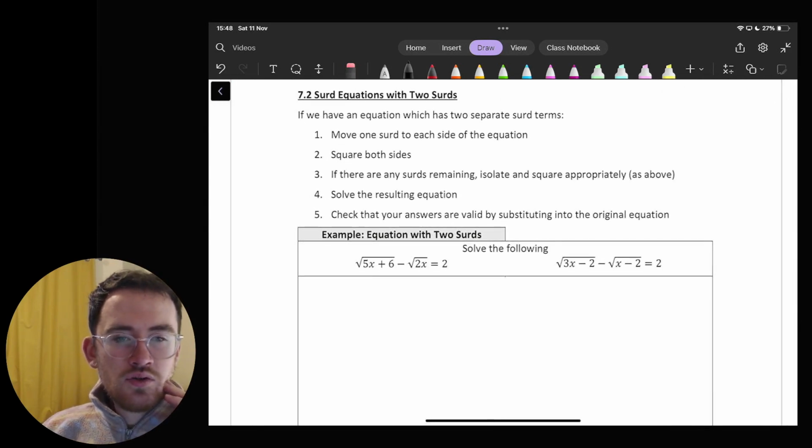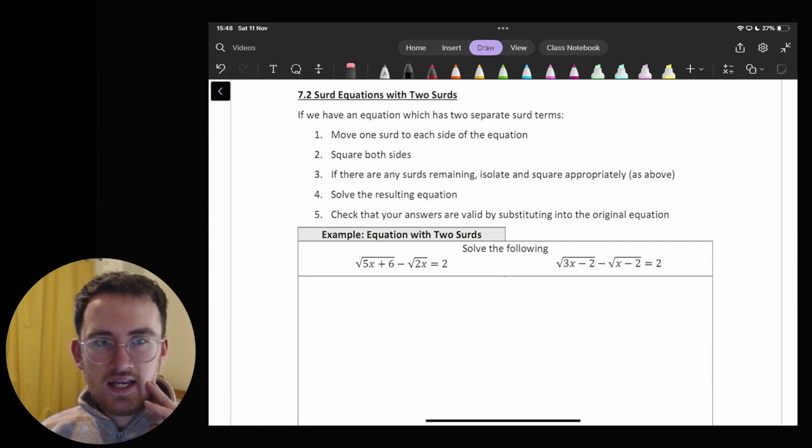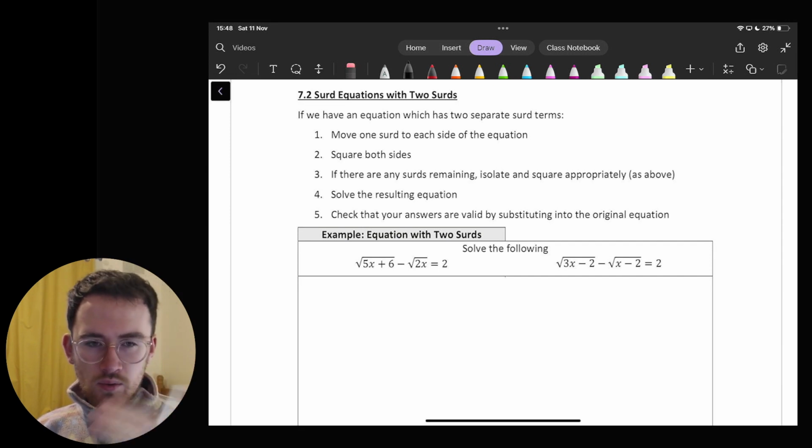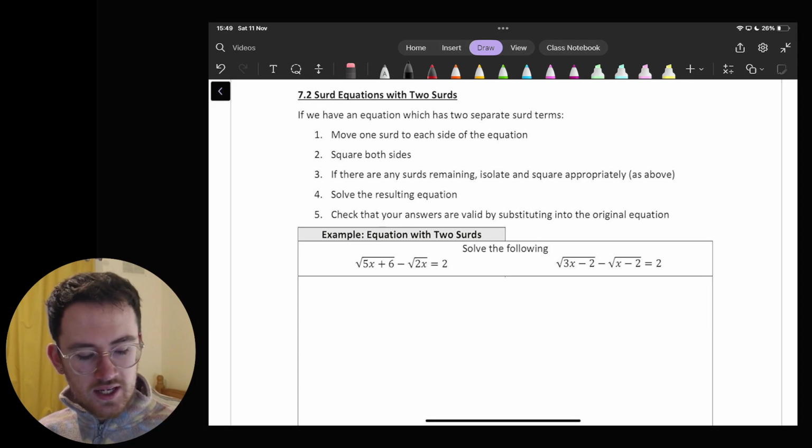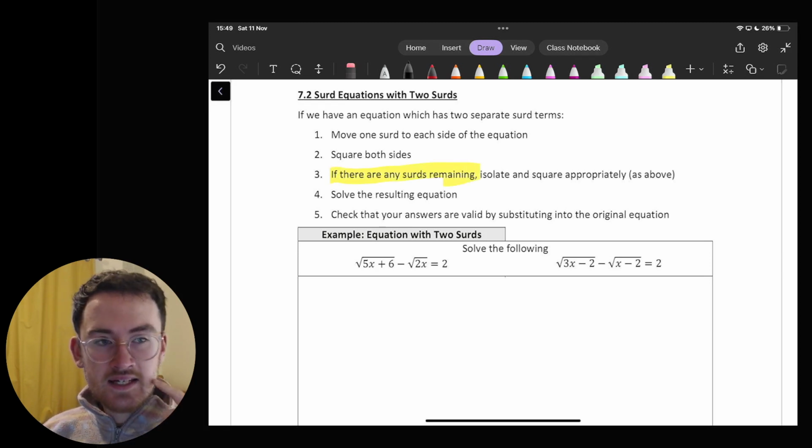Now when we have two surds, the only thing that changes is you're going to put one surd on each side. So we've already said that we want to isolate the surds. Like if we have one surd equation in the whole question, we want to isolate that surd. If we have two, we want to isolate each of them. So we put one surd to each side, and then we square both sides. If there are any surds remaining, which there probably will be, we're going to isolate and we're going to square those surds as above.